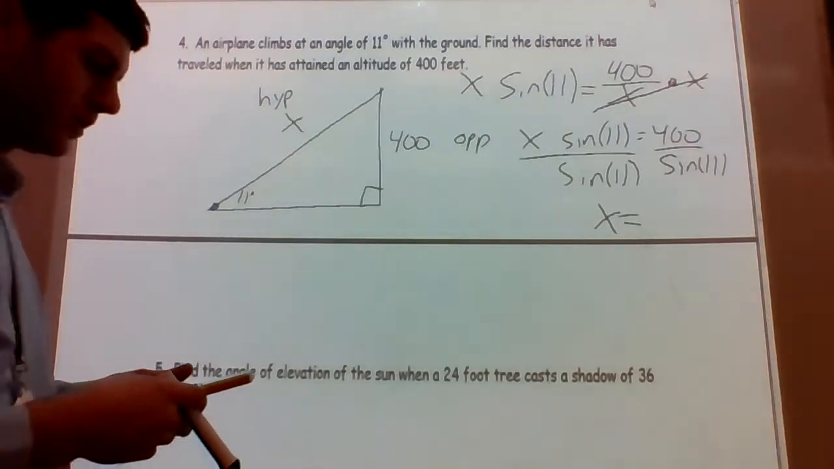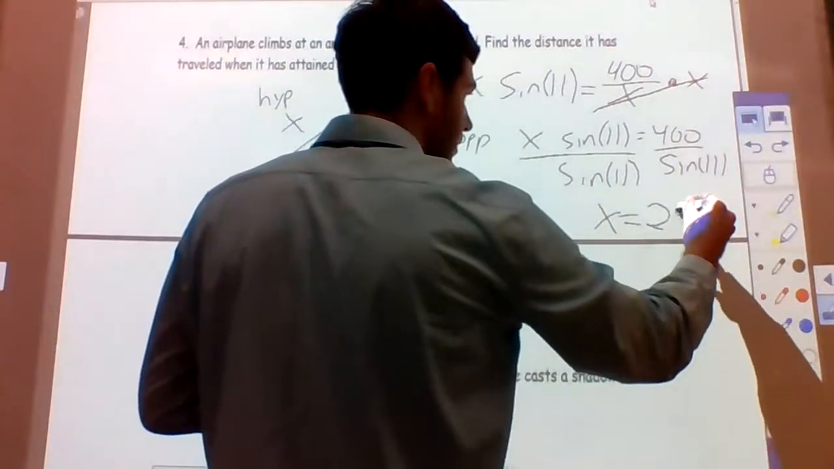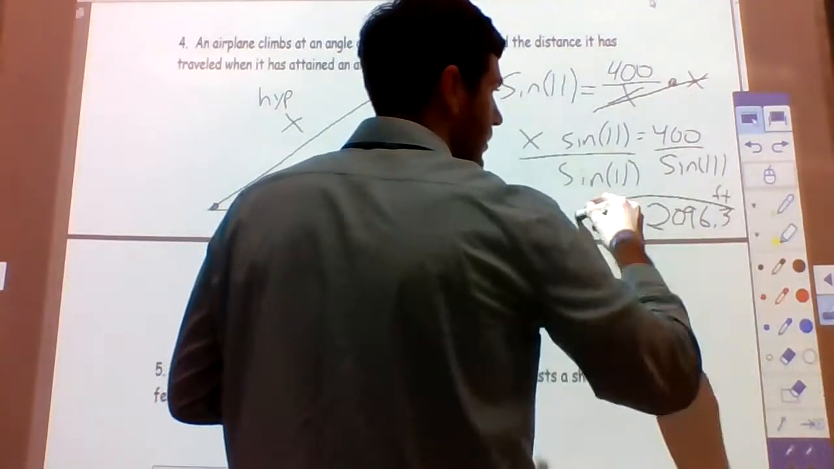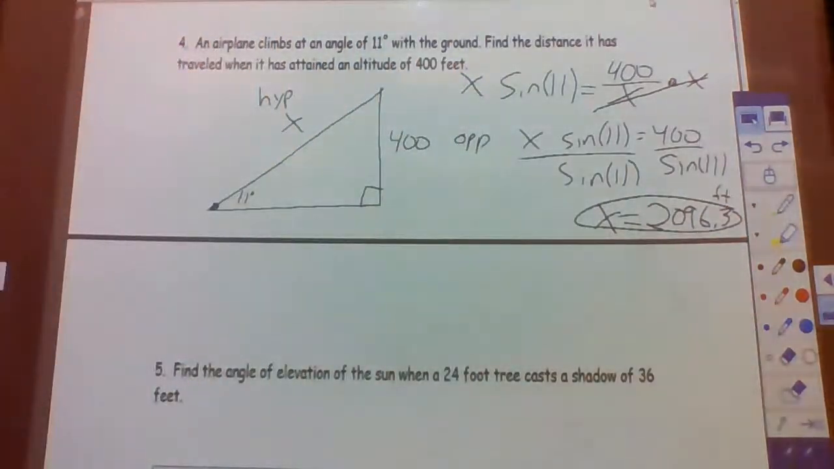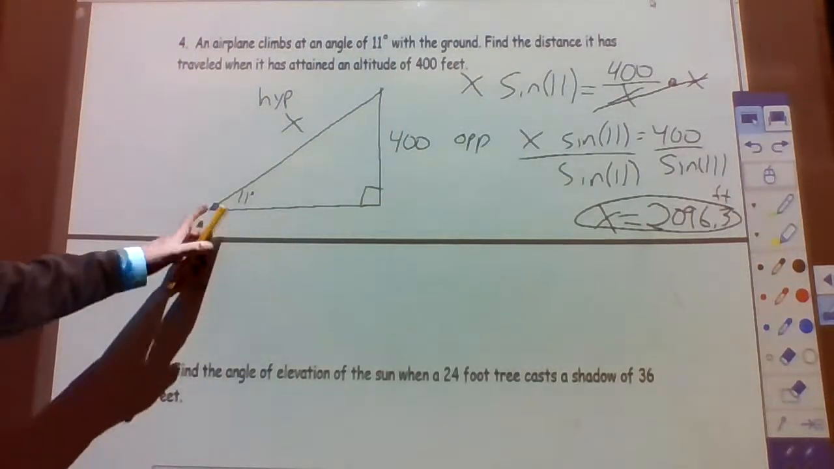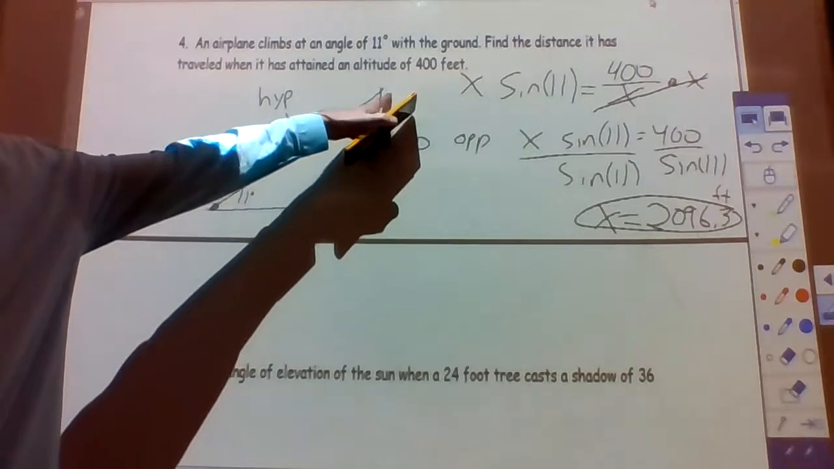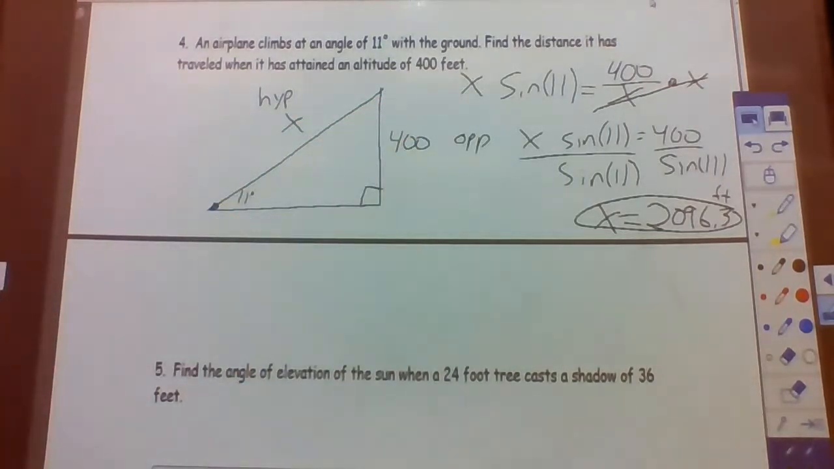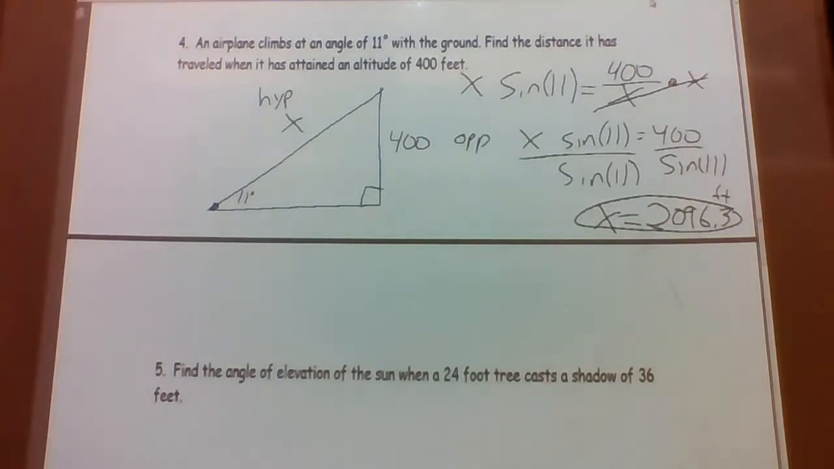Which is 2096.3 feet. 2096.3 is the distance the plane has traveled if it's inclining at an 11-degree angle. When it's 400 feet off the ground, it will travel 2096 feet.